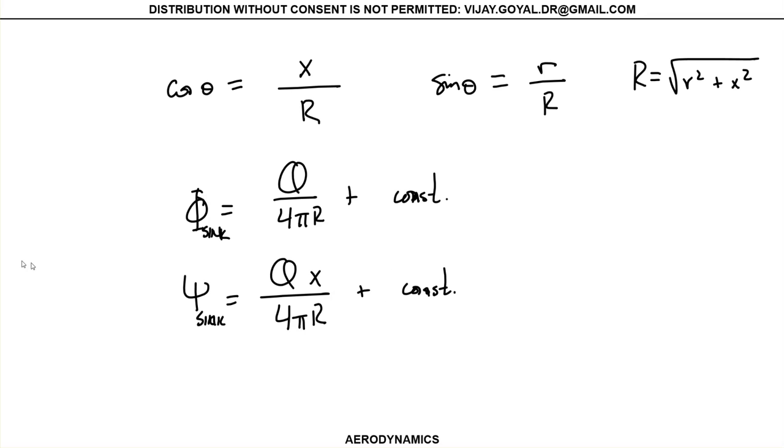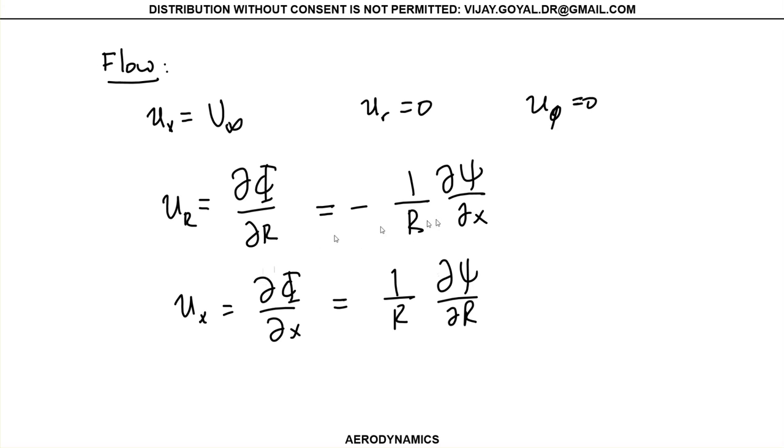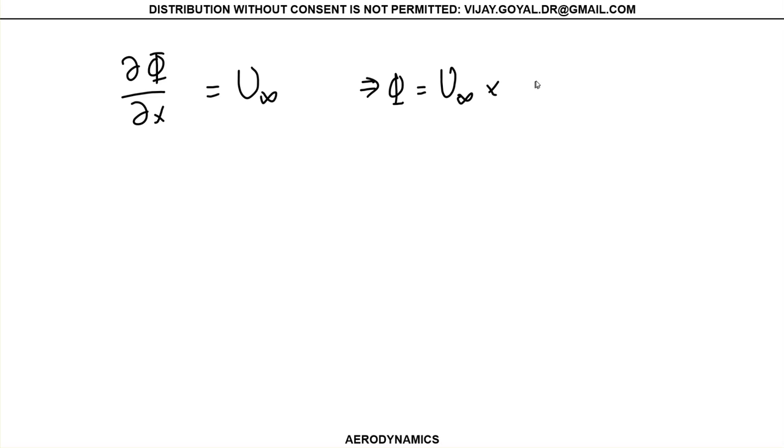So if I take these equations now and take the derivative with respect to r for this one, and with respect to x for this one, then I can make these equalities and we can find the constants. And just working our way through this, the partial of phi with respect to x is given by u infinite. So in other words, phi is equal to u infinite x plus f1 of r.